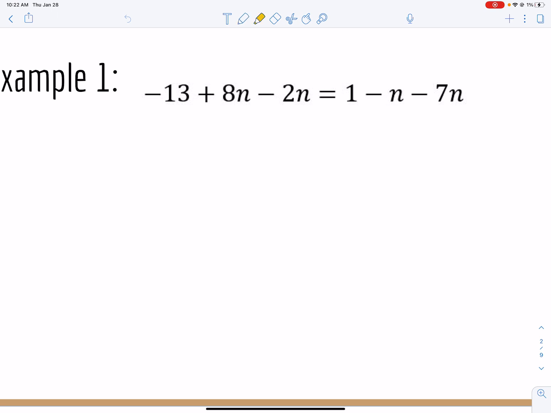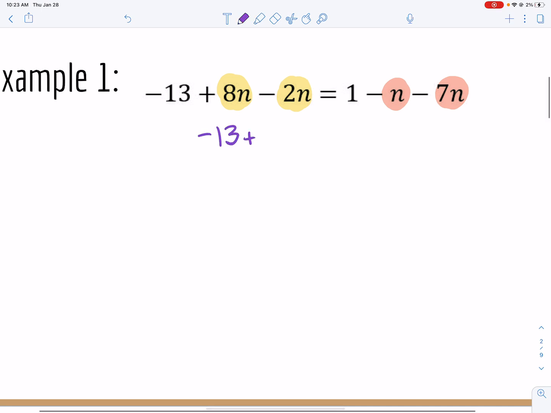Okay, so the first thing you want to do on a problem like this is get your like terms on each side together. So those two are like terms, and these two are like terms. So I want to get those together first. I would do that just to minimize things. So this is plus 6n equals 1 minus 8n, because it's a negative 1 and a negative 7.